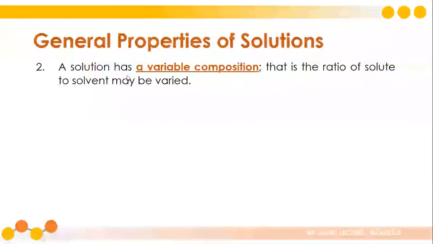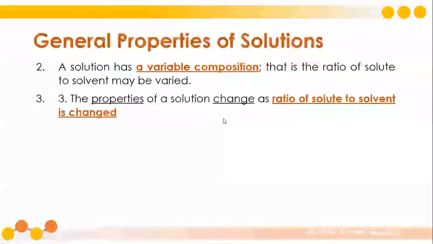Next, a solution has a variable composition. That is, the ratio of solute to solvent may be varied. This means that you can add as much solute and solvent as you need. The ratio, or how much solute in comparison to solvent, can be different from time to time. In relation to this, the properties of a solution change as the ratio of solute to solvent is changed. Since the ratio of solvent to solute can be varied, the properties of a solution also change.